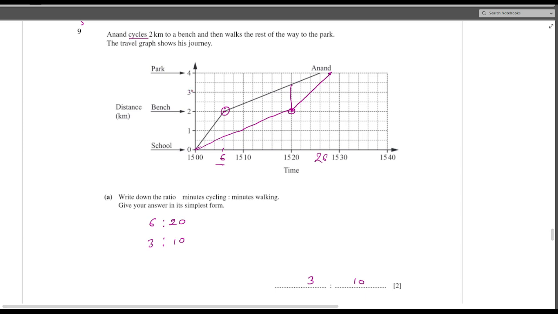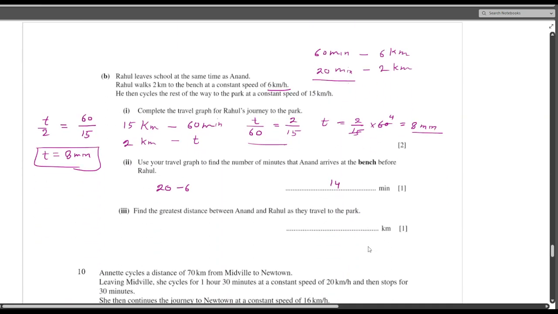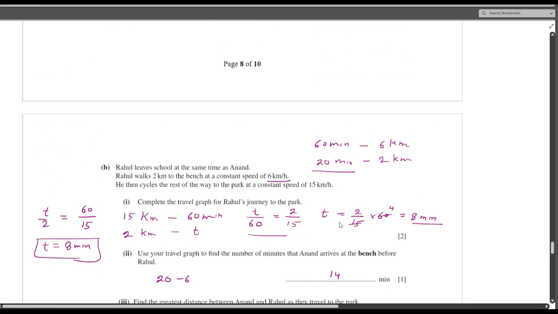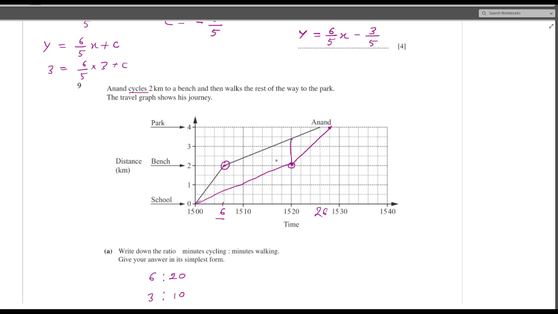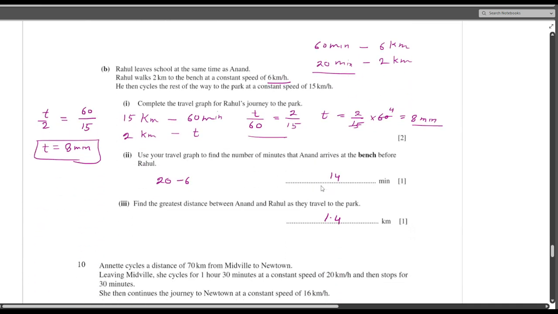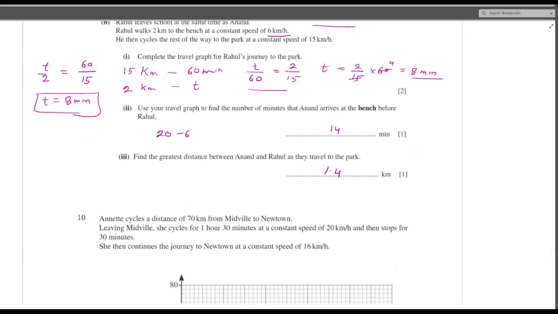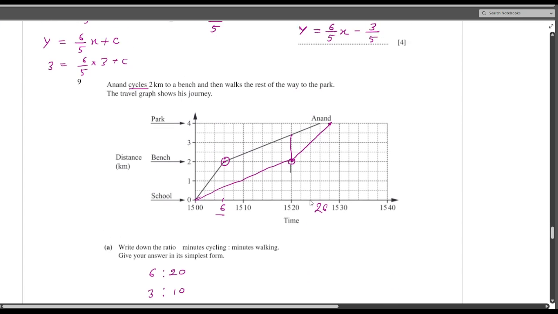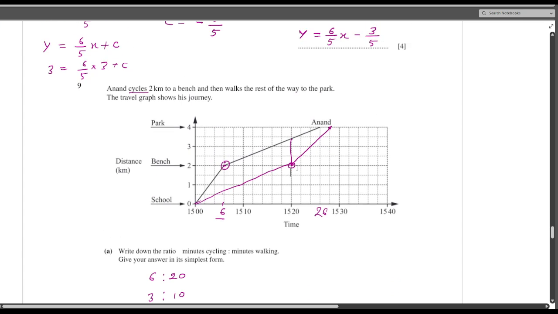Means the difference will be 1.4 kilometer. Difference will be somewhere 1.4 kilometer, right? It is 1.4. Okay, already here I am at 2 kilometer. Then from 2 kilometer to 3.4, it is 1.4 kilometer only. So 1.4 kilometer approximately, this is approximate distance. So depending upon how accurately you are drawing, you will get the result.